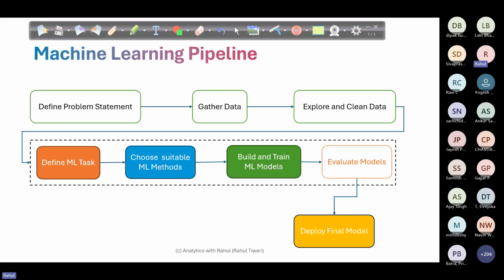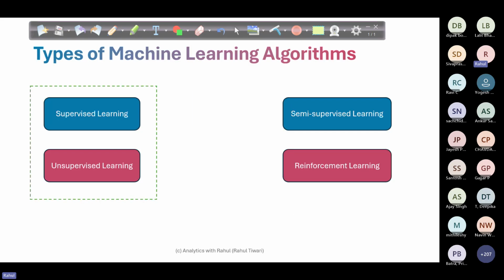Once I choose the model, I will build and train the machine learning model, and I will go ahead and evaluate the model as well. Once I am satisfied with the predictions which the machine is giving, I will finalize that model and I will deploy the model in the production environment. That means I am going to pass on the information, and in future it is going to give me the predicted values. So that is your entire machine learning pipeline which we have.